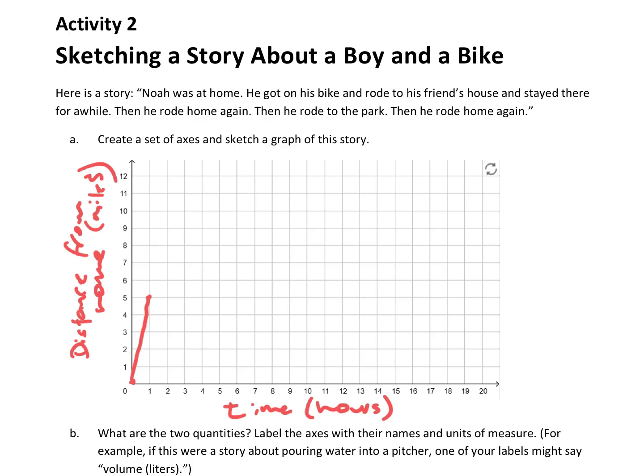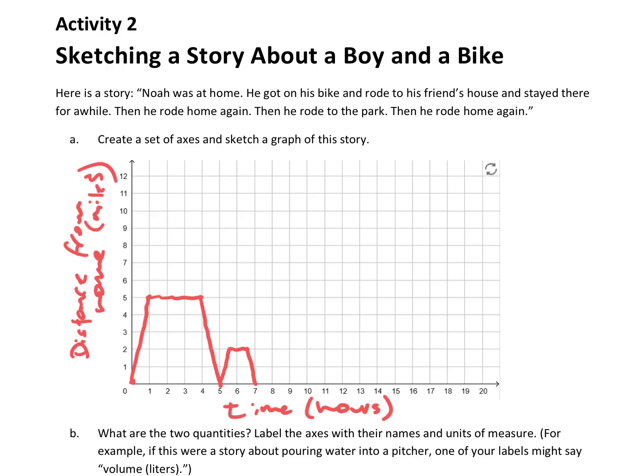And then it says he stayed there for a while. So maybe he stayed there for about 3 hours. Then he rode home again, probably about there. Now he's back home. And then he went to the park. And the park is probably not as far, so it's not going to take him as long, maybe only half an hour. And then he stayed there for an unknown amount of time and then rode home again. So your graph would look something like this.